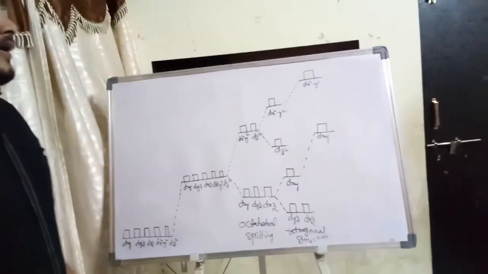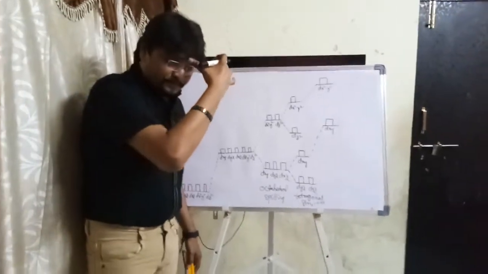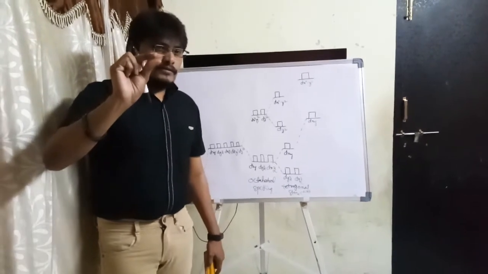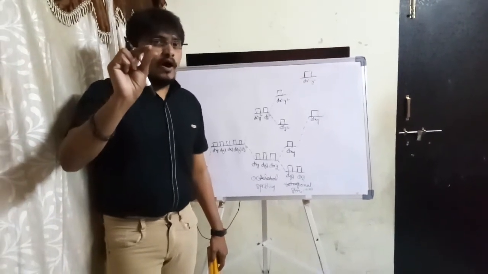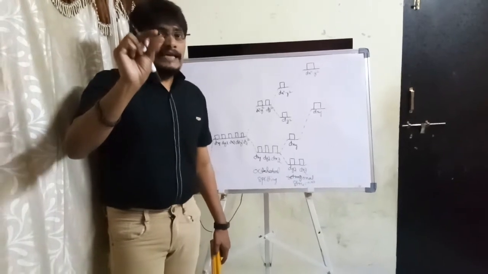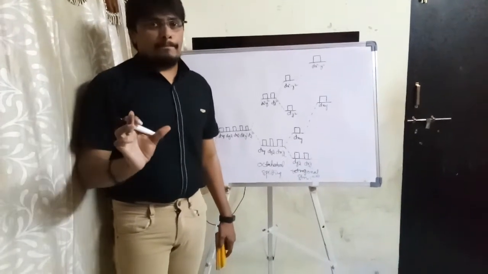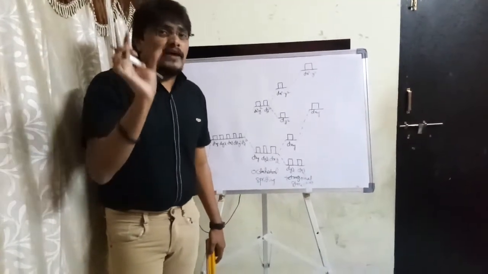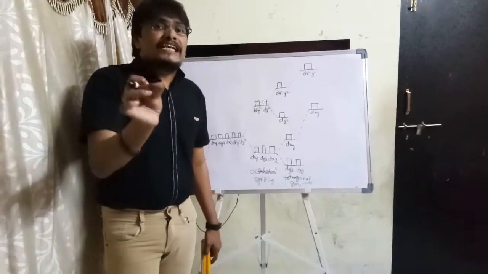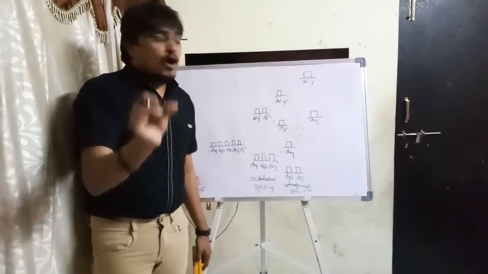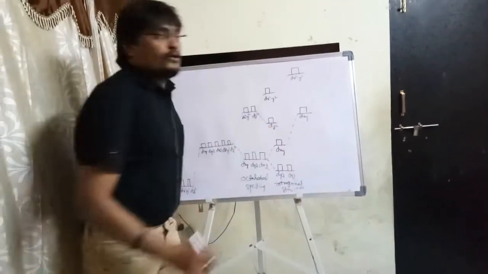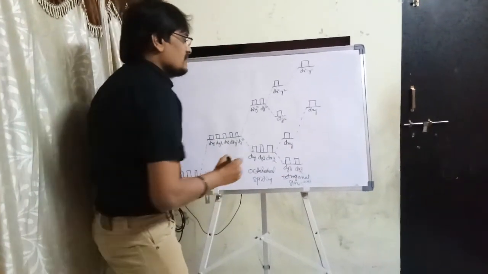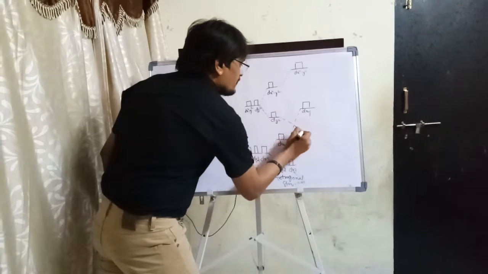Now, as already clearly explained, in the dz square, the back lobe of some portion of the dz square is in between the x and y plane. Since it is in between the x and y plane, it experiences the maximum repulsion after the dxy d orbital. So it occupies the next level.